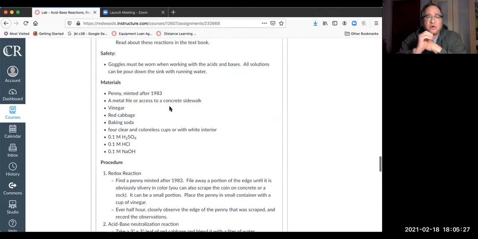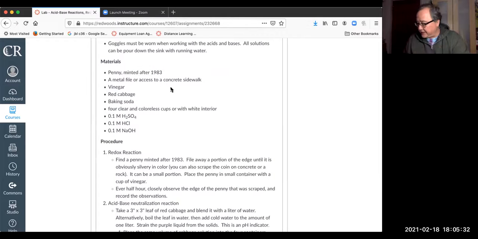You should wear goggles when working with acids and bases. And here's the materials you're going to need. You're going to need a penny, minted after 1983. I've got one of those here somewhere. I don't know what I just did with it. Oh, well, I'll have to get another one. You'll also need vinegar. Actually, you don't need vinegar. You're going to need a metal file or access to a concrete sidewalk. If you can't find a concrete sidewalk, a rock will do.